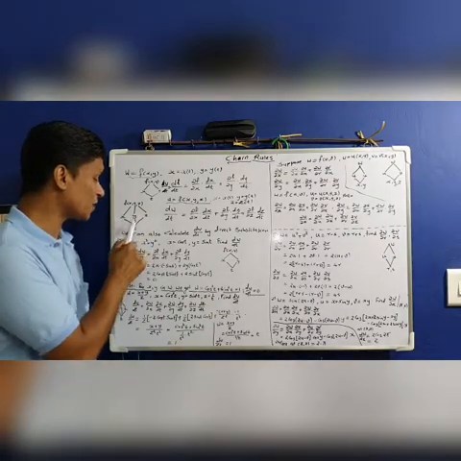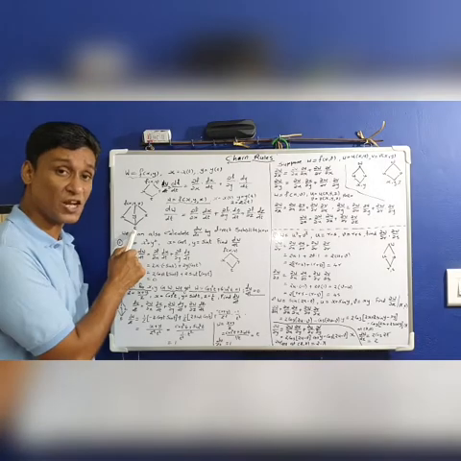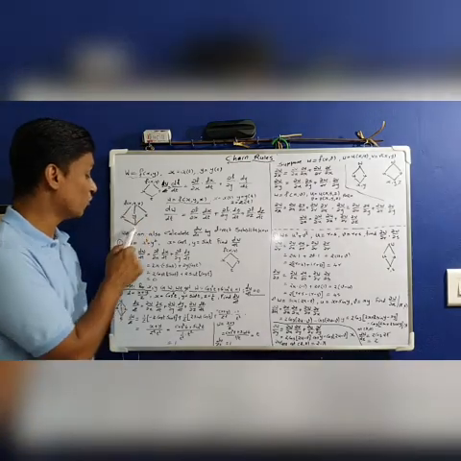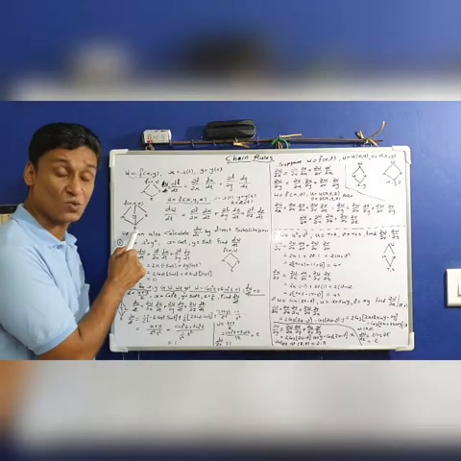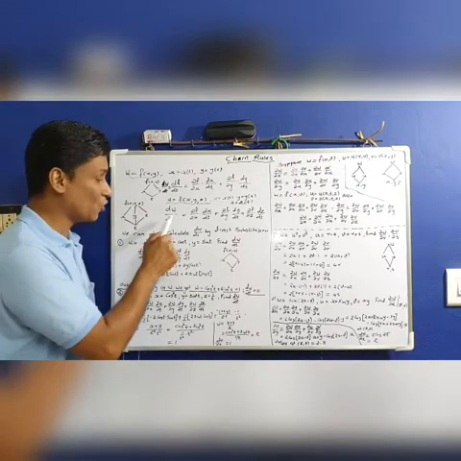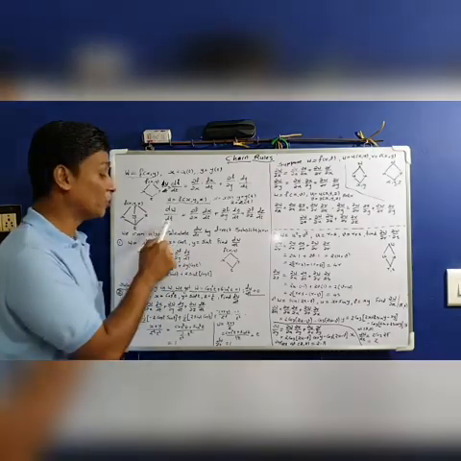x, y, z are functions of the single variable t. So basically w will be a function of single variable t. It has only a single variable t. So you can find the total derivative dw by dt.